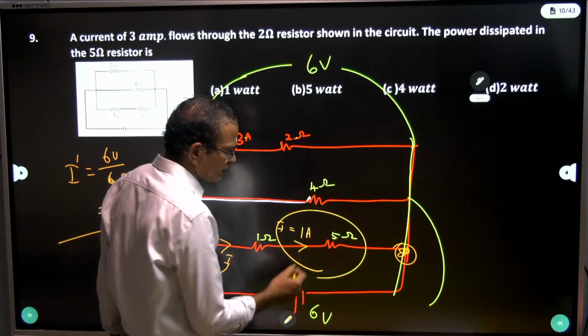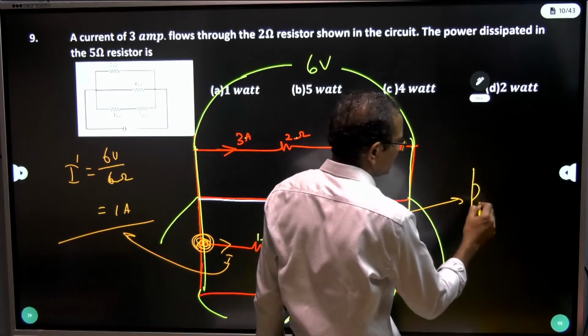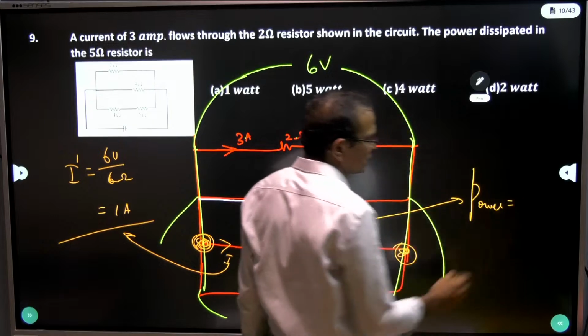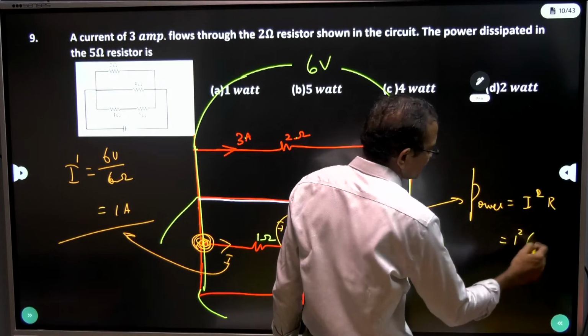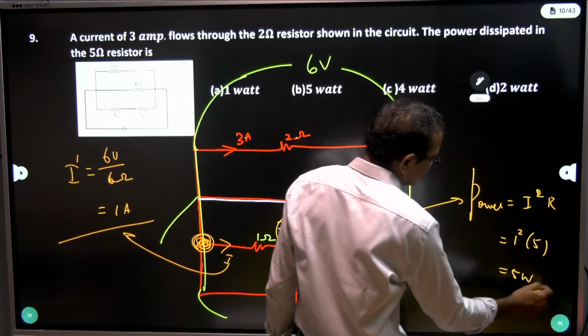Now you want the power here. What's the power? I is known, R is known. Therefore I square R is the best. So 1 square into 5. Therefore 5 watt is the answer for this question.